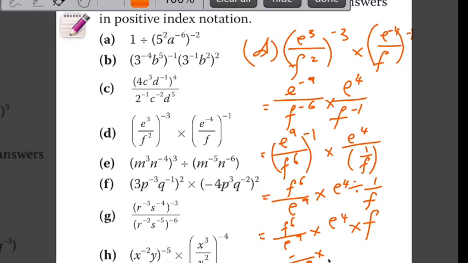So what I have is f to the power of 6 times f times f to the power of 7, which means 6 plus 1. And here, e to the power of 9 over e to the power of 4, so e to the power of 5 is left in the denominator. Whatever is in the denominator will always remain in the denominator. So this is the final answer.